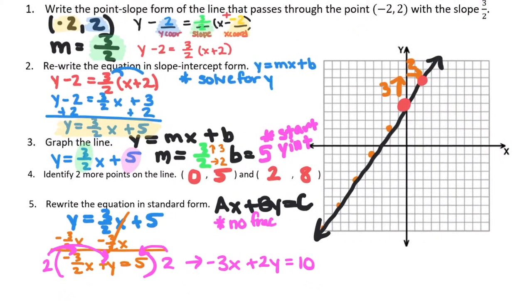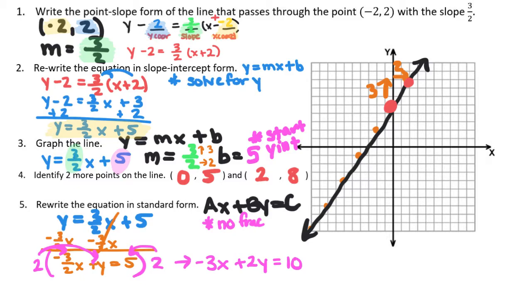So our final answers here, if we go back and highlight, my point slope form of the equation is given as y minus 2 equals 3/2 x plus 2. The slope intercept form is y equals 3/2 x plus 5. My graph is over here. I chose 2 more points on the line. And then lastly, I changed it to standard form.